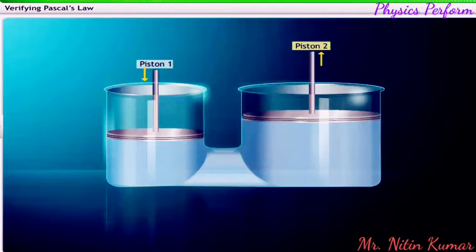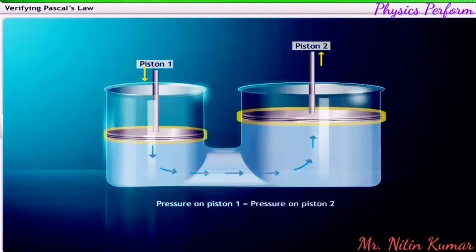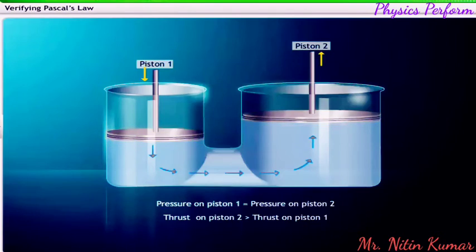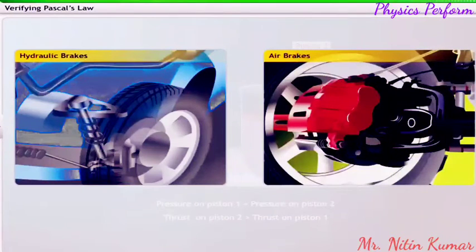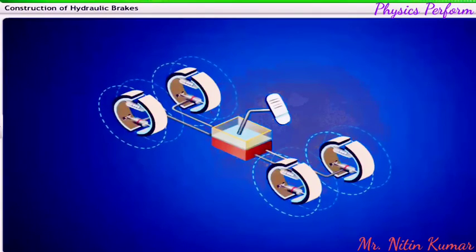Thus, the increase in pressure through piston 1 is conveyed undiminished through the liquid to piston 2. As the area of cross-section of piston 2 is greater than that of piston 1, the thrust exerted on piston 2 is greater than that on piston 1. Hydraulic brakes, as well as air brakes, operate on the same principle. Let's see how this principle is applied in the construction of hydraulic brakes.